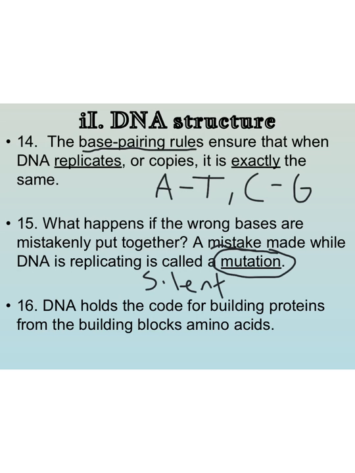Every now and then, if your DNA mutates so much, it can be lethal, and it can cause things like cancer. So we're going to see how DNA makes exact copies of itself. And remember, DNA holds the code for building proteins from the monomers, or the building blocks of proteins, amino acids.